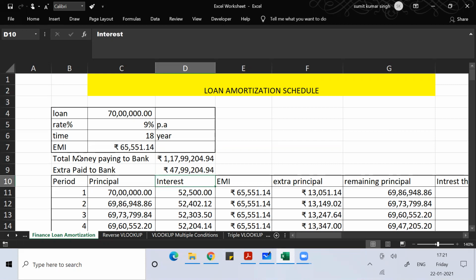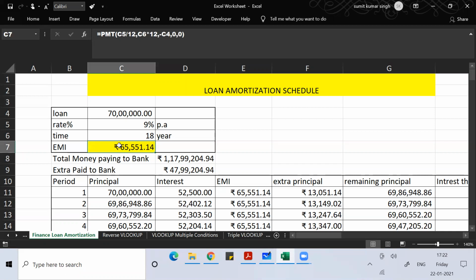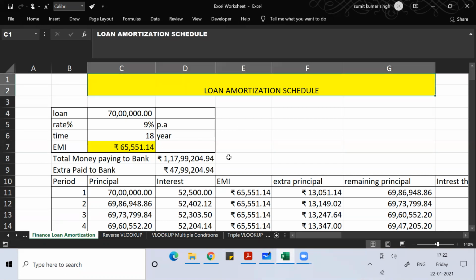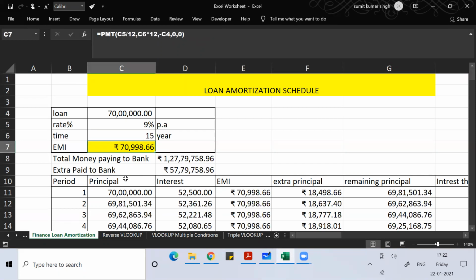Now the next question arises: can you justify this figure of 65,000, whatever the EMI I'm getting? How can I justify this figure? To justify it, we use something called a loan amortization schedule. So in the loan amortization schedule, what I have done.